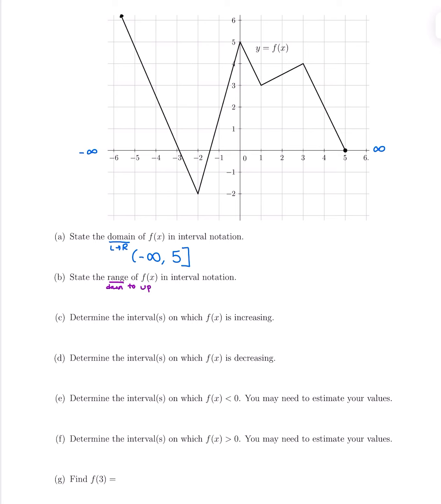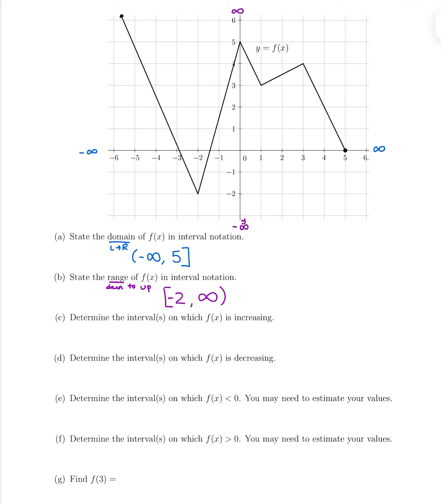Down to up. So the furthest down I see the graph is down here at this point. That y value is -2. It isn't an open circle, so we're going to include it. So we're going to start at -2, and the furthest up I see the graph has an up arrow. So it's going to go up forever. So it's going to go from -2 all the way to infinity would be the highest y value. Up is infinity, down is negative infinity for y.